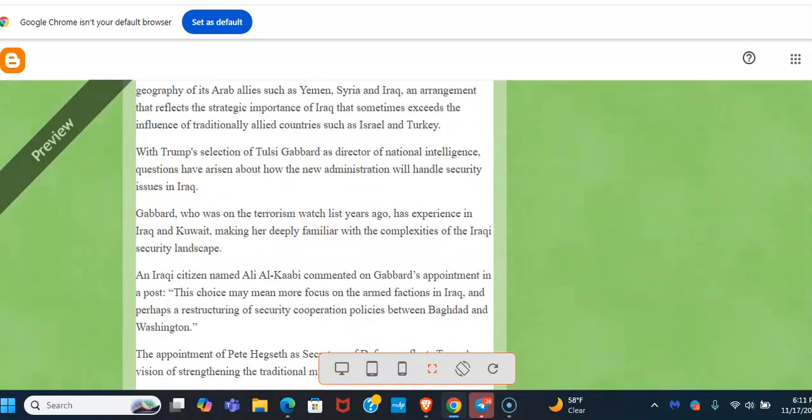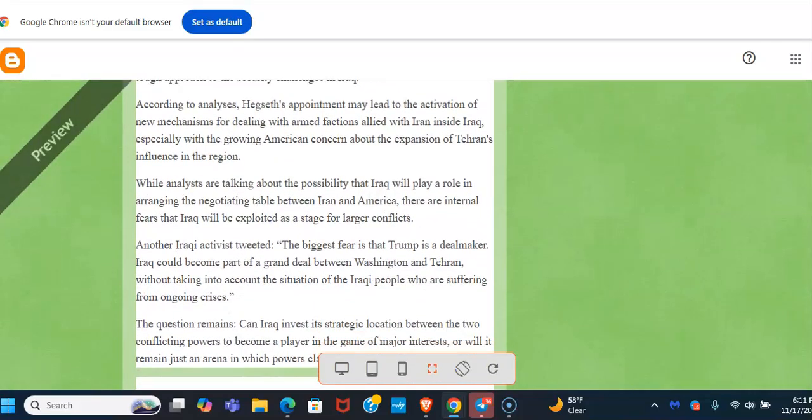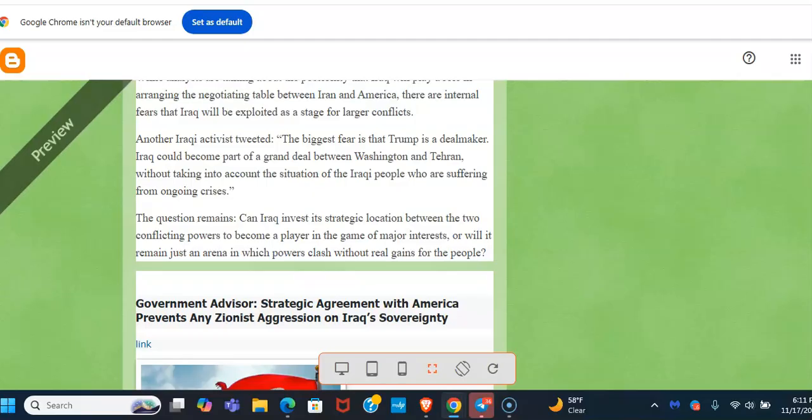Let's see. Is there anything bolded here? This particular article, they kind of say he's not a war person. He's more of a deal maker. So he may make a deal between Washington and Tehran, but if he does, will it be bad for Iran, right? And then it even says, oh, here, I'll read this. Another Iraqi activist tweeted, the biggest fear is that the T-Man is a deal maker. Iraq could become part of a grand deal between Washington and Tehran without taking into account the situation of the Iraqi people who are suffering from ongoing crises.